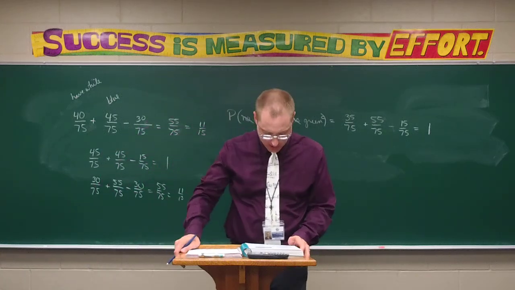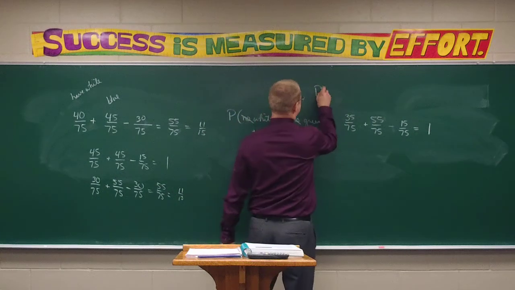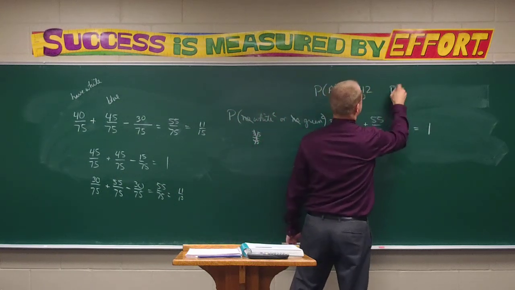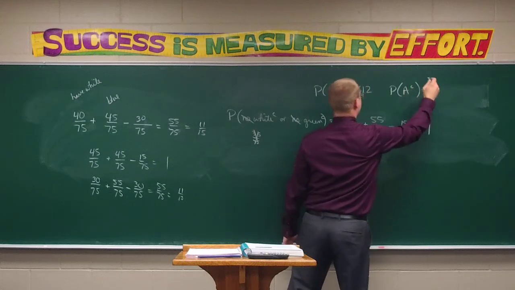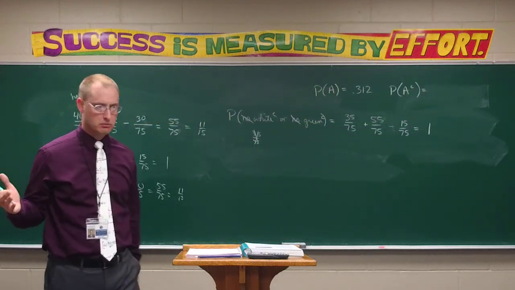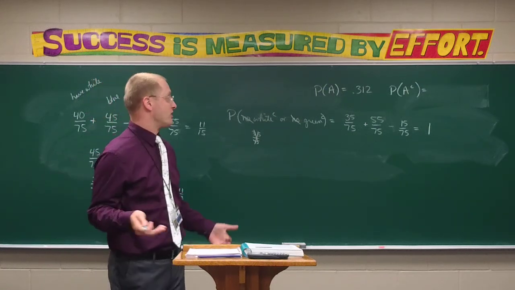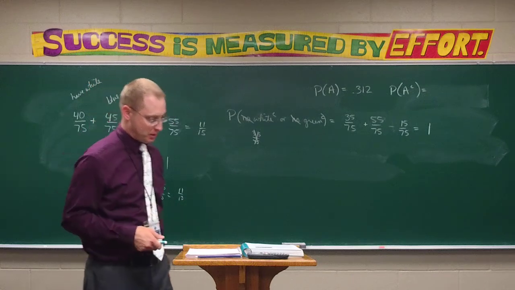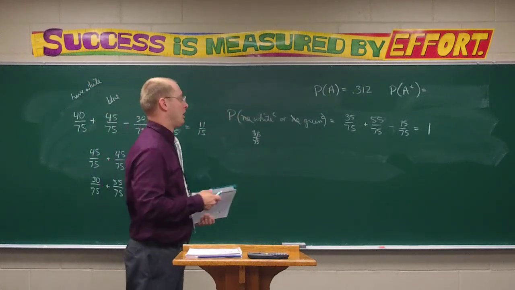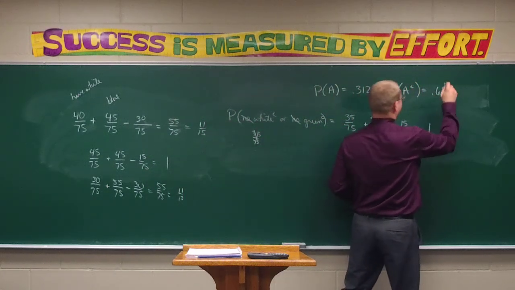Number 22 tells us the probability of some event happening, probability of A, is 0.312. They want us to find the complement of A. Well, how do I find a complement, class? Subtract from 1. So, as you see, it's 1 minus 0.312. And what do we get? 0.688. They gave it to us as a decimal, so I'll leave it as a decimal.